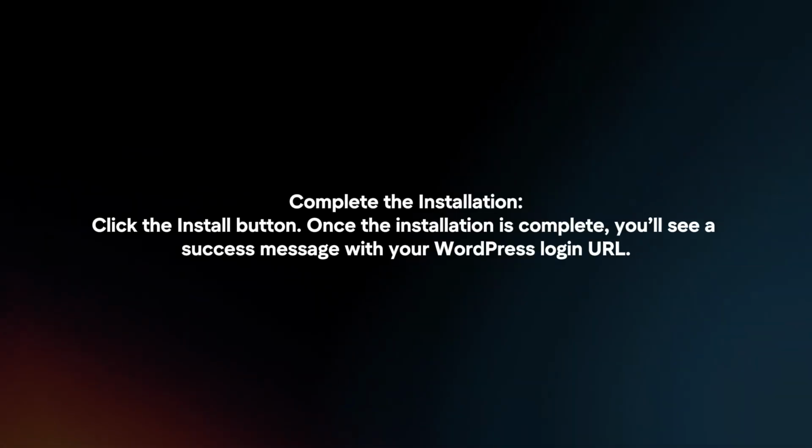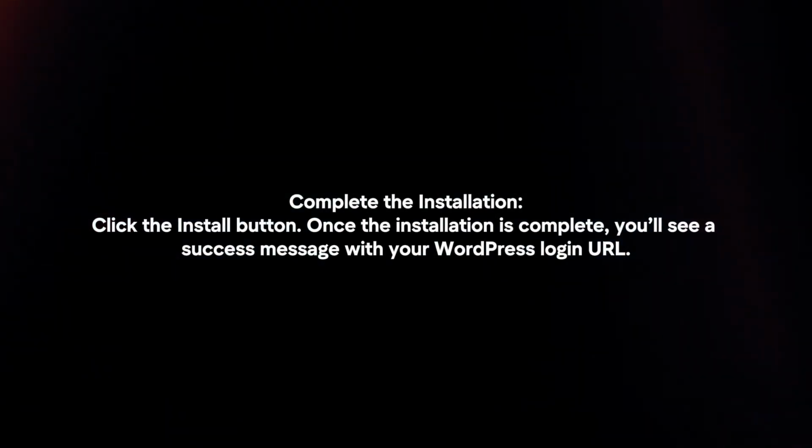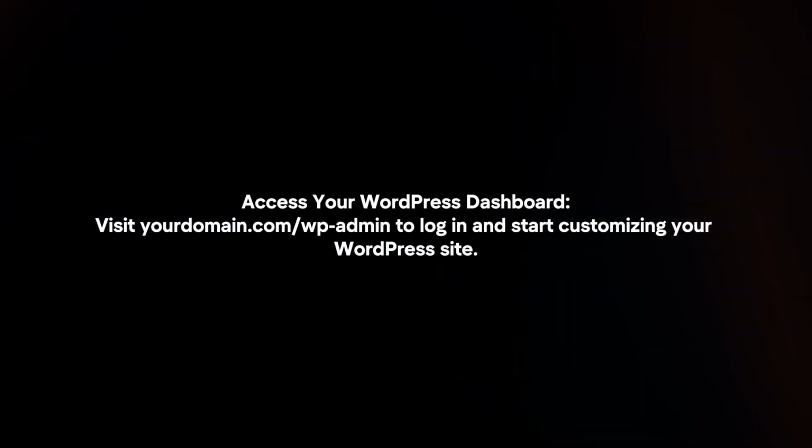Complete the installation. Click the Install button. Once the installation is complete, you will see a success message with your WordPress login URL. Access your WordPress dashboard. Visit your domain.com/wp-admin to log in and start customizing your WordPress site.